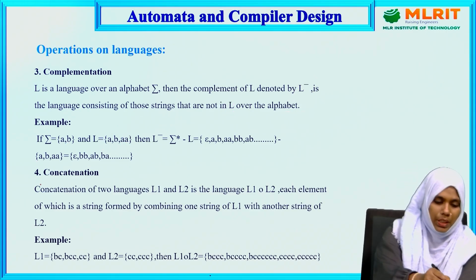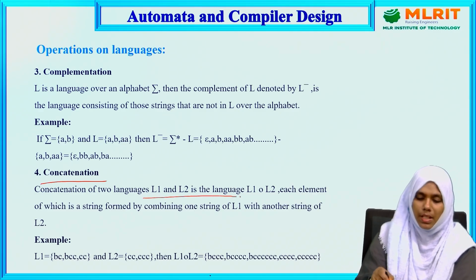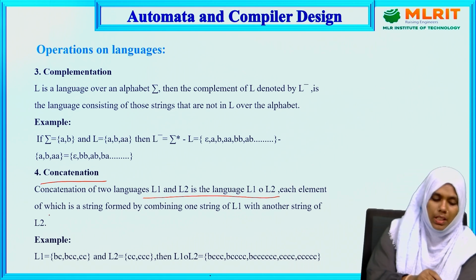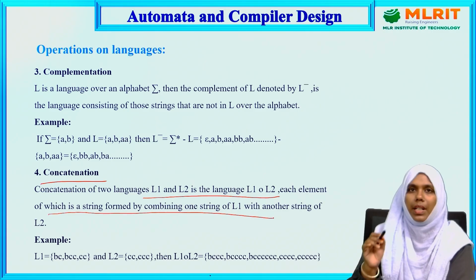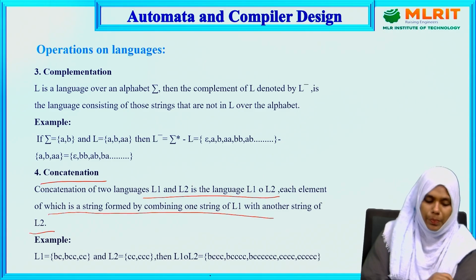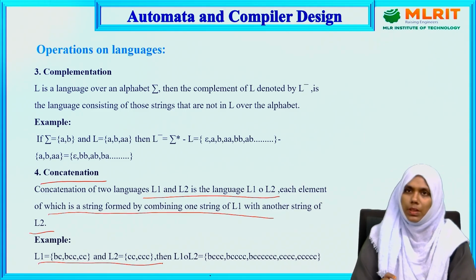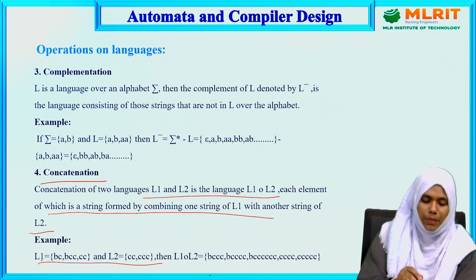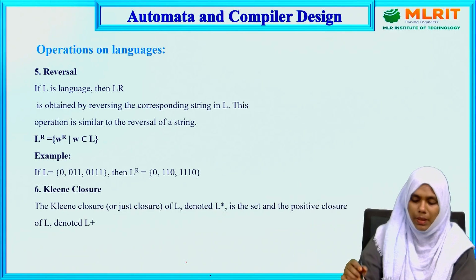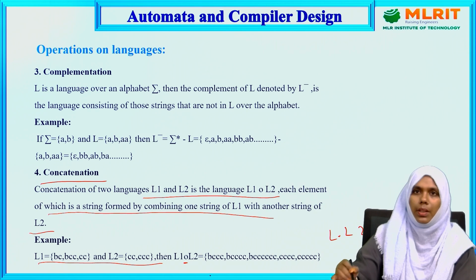Now coming to the fourth one, concatenation. Concatenation is what we already discussed when we discussed the string. Concatenation of two languages is one in which the strings are formed by combining one string of L1 with another string of L2. In other words, it is a form of multiplication also. That is L1 dot L2, and concatenation is denoted by dot.